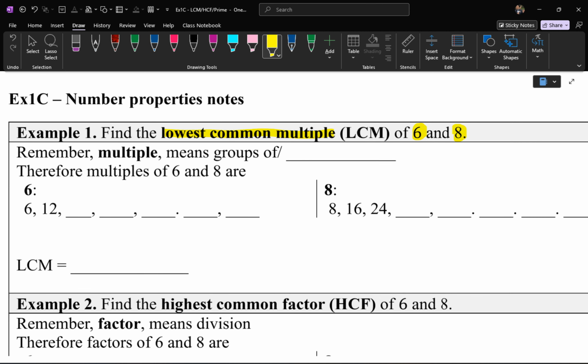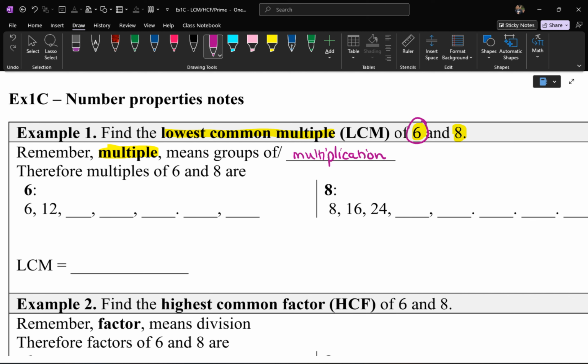and 8. Remember, multiple kind of reminds you of multiplication. Multiplication means you make it larger. Okay, so if you make it larger, it's another way of saying groups of, or multiplication. Fill that in. So if you know it's multiplication, really it's asking you to fill in your 6 times tables and your 8 times tables.